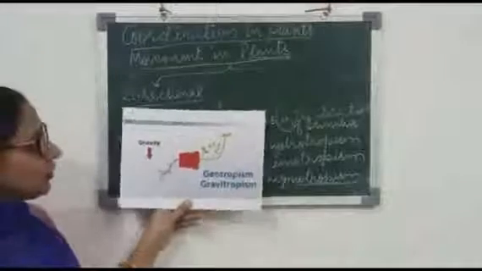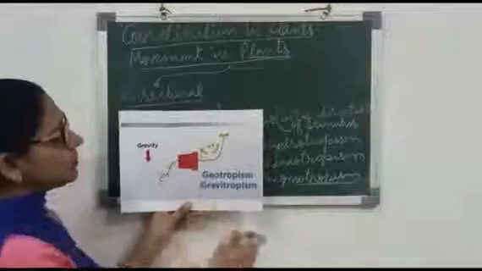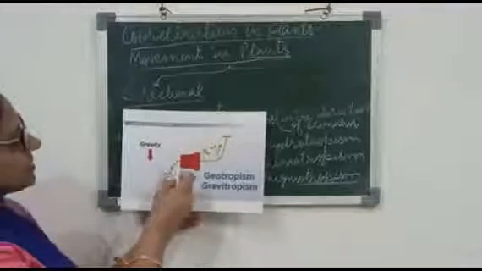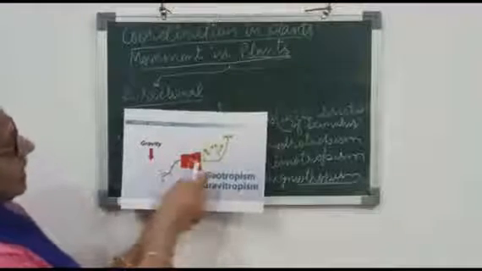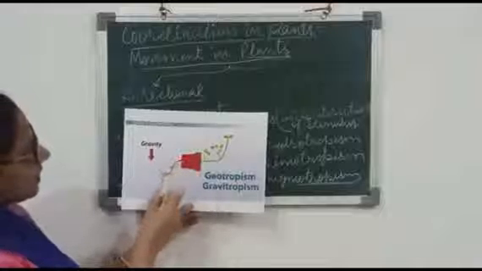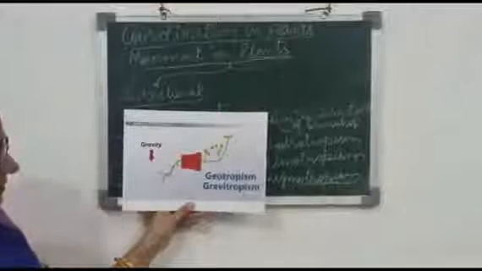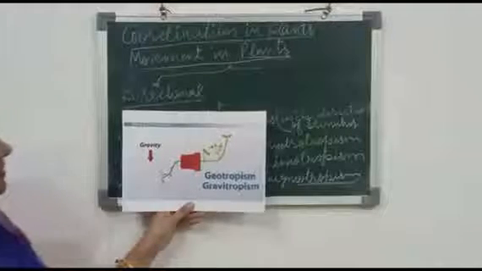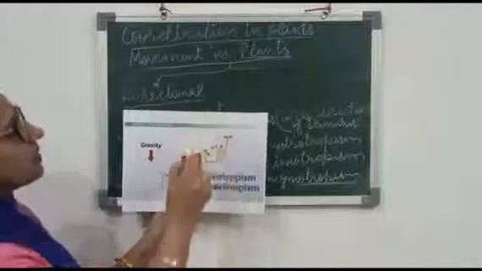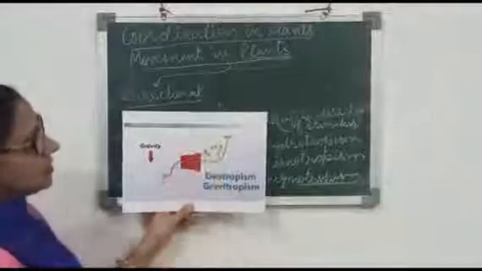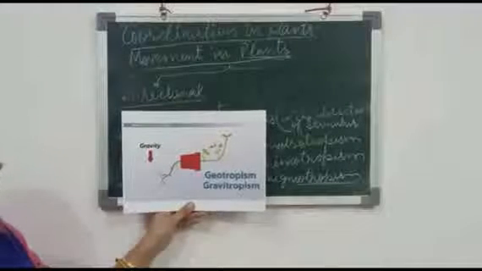Next one is geotropism. Geo, as all of you know, that geo term is used for earth. Here you are seeing in this picture that the pot is tilted and even roots are going in the downward direction. Downward direction means towards the earth. So your roots are positively geotropic. And here the stem part is going upward, away from the earth. So your stem is negatively geotropic.